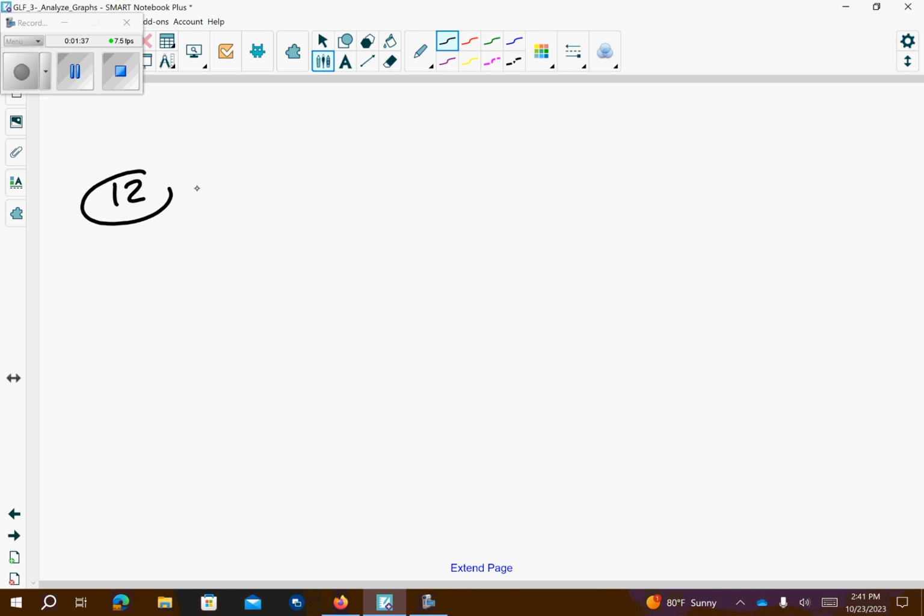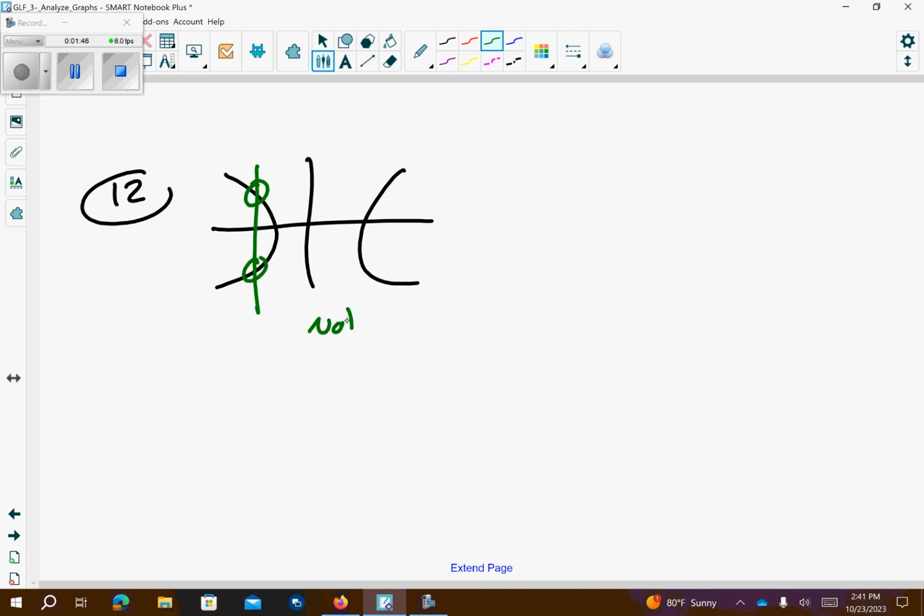Number 12, this is a weird kind of shape. It's called a hyperbola. But if I draw a vertical line through, it touches twice. So this is not a function because it did not pass the vertical line test.